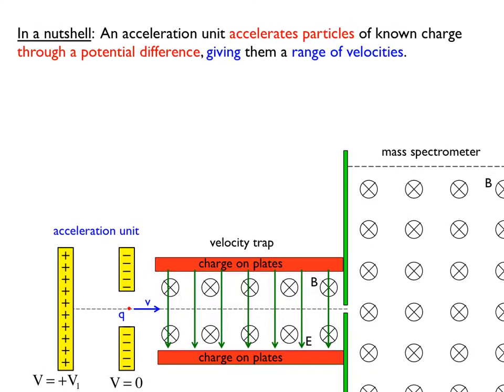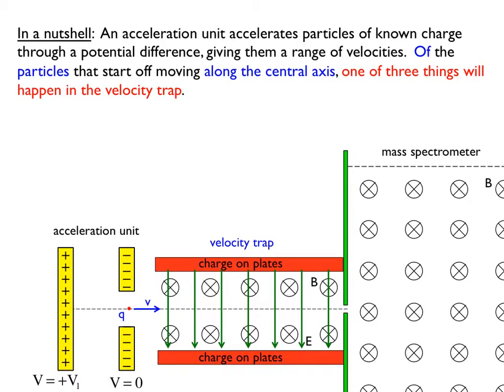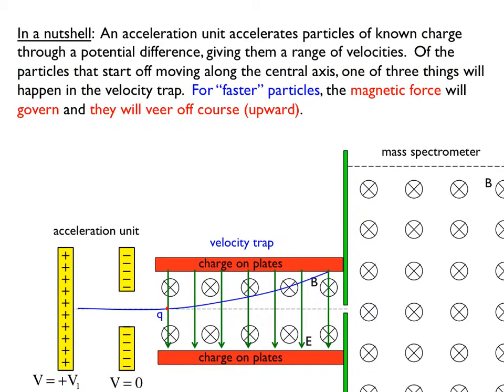So, in a nutshell, we have the acceleration unit, which accelerates the particle through a potential difference, ending up generating a range of velocities because we've got a whole bunch of particles coming through. Ignoring particles that are initially moving off axis and just looking at particles that are moving down the axis as they enter the velocity trap, one of three things is going to end up happening once they get into the velocity trap. Particles with velocity that's too big will have QVB overwhelm QE, the electric force.